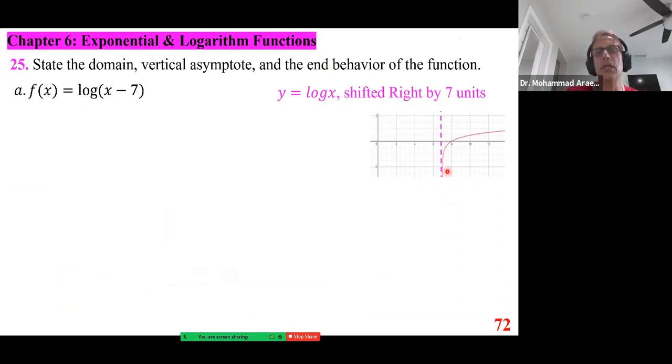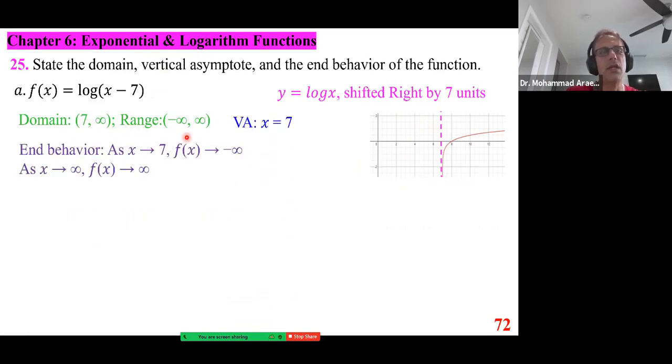The result is we can now, from the graph, answer, for example, the vertical asymptote, which is normally the y-axis. Now it's been shifted. So, and remember the y-axis x equals 0, now x equals 7, just as an example. The range doesn't change, it's all real numbers, but the domain changes from 0 to infinity to 7 to infinity. Therefore, let's write it. Domain 7 to infinity, range negative to positive infinity, vertical asymptote x equals 7.